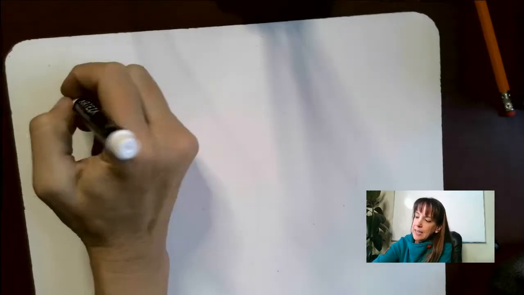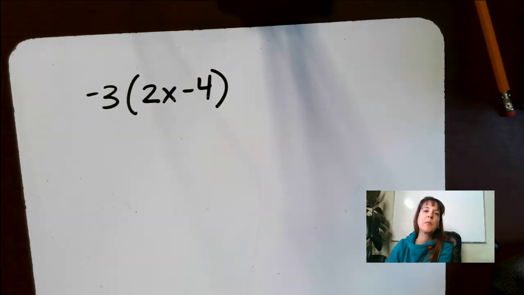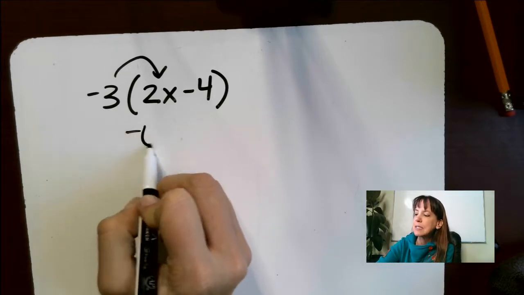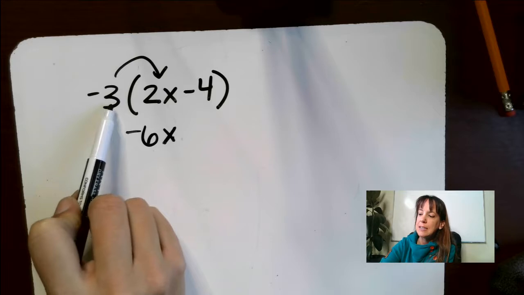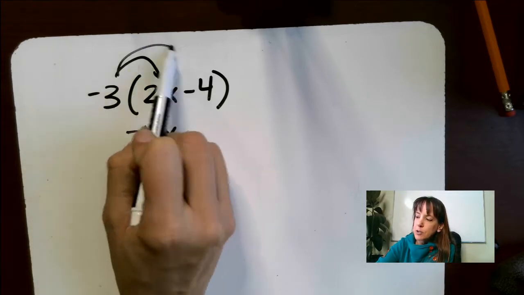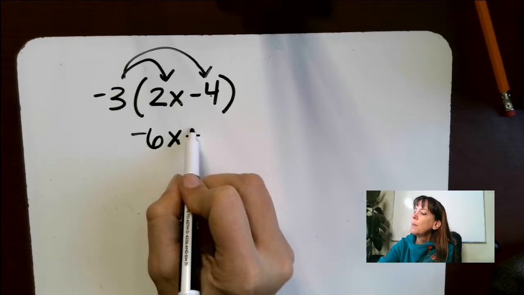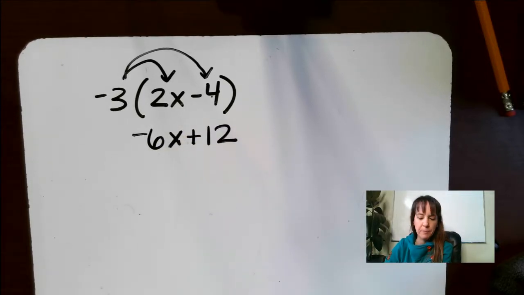Let's look at the next example here. All right, the next example looks like this. -3 quantity 2x minus 4. Okay, we're gonna use that distributive property to expand. We're gonna take our -3 and multiply it by this chunk here, which gives us -6x. Now, again, you wanna be very mindful of your signs. -3, we're gonna distribute it to here, -4. Negative times a negative is a positive 12, because 3 times 4 is 12.